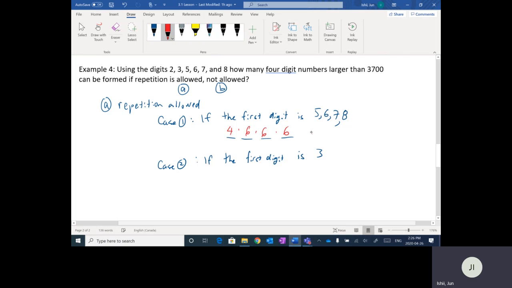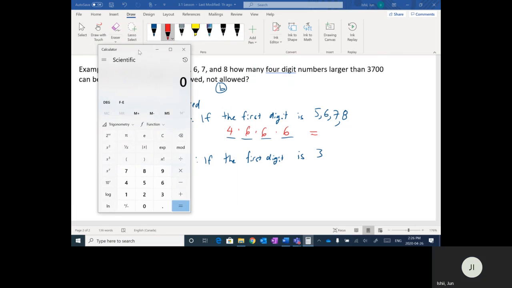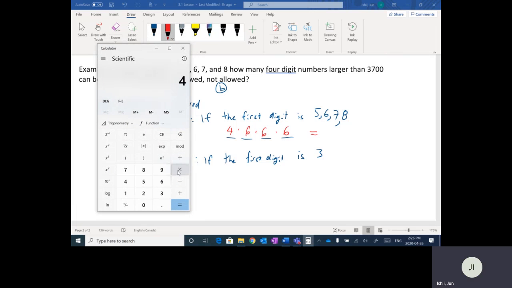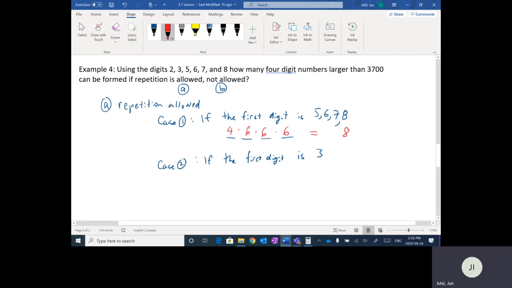So in the first case, I can't do that in my head. I'll just grab my calculator. Okay, so you're going to go 4 times 6 times 6 times 6. All right, so that's 864 possibilities. Okay, so another way to think about this is there's 864 possible 4-digit numbers that are greater than 5,000.